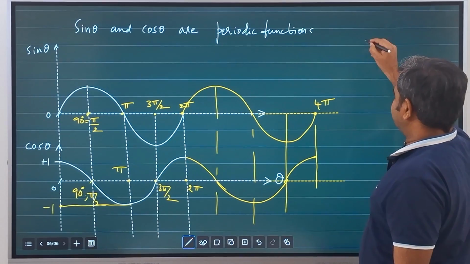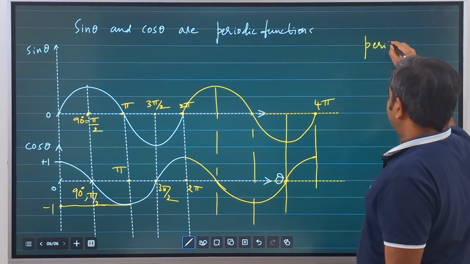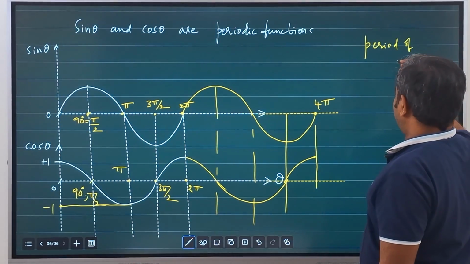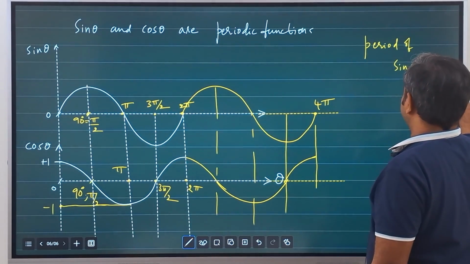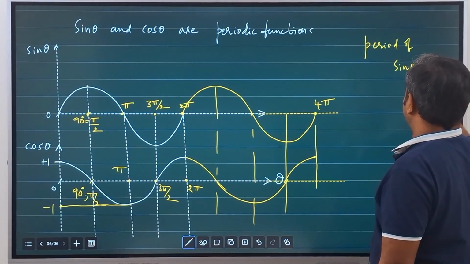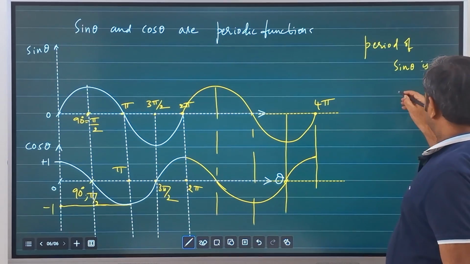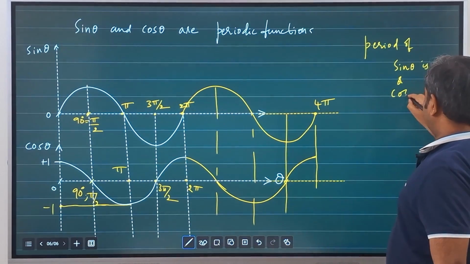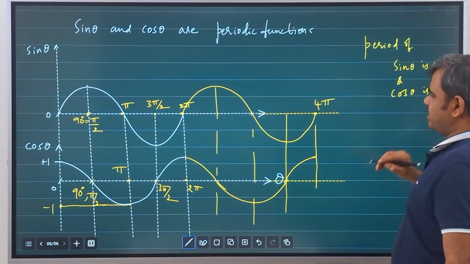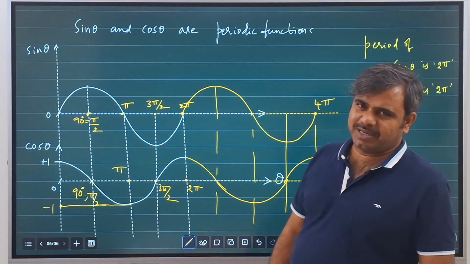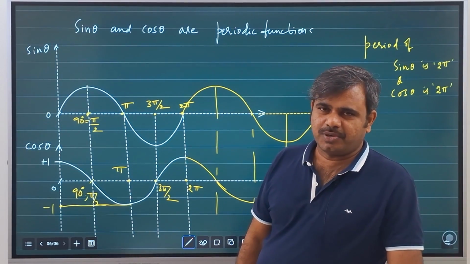That is why we say the period of the function sin theta is 360 degrees or 2 pi radians. Period of cos theta also is 360 degrees or 2 pi radians.